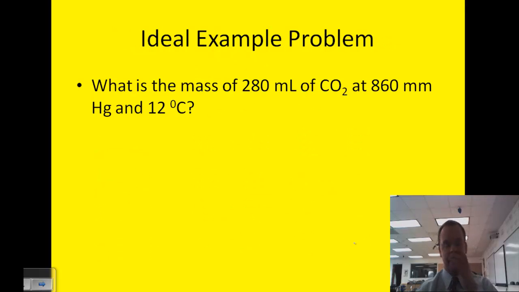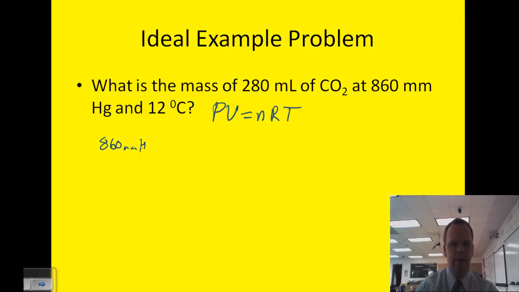Let's look at some example problems with the ideal gas law. What is the mass of 280 milliliters of carbon dioxide at 860 millimeters of mercury and 12 degrees Celsius? Now we know PV equals nRT. Pressure has to be in atmospheres or kilopascals. So I'm going to convert this to one of those two. I'm going to choose atmospheres.